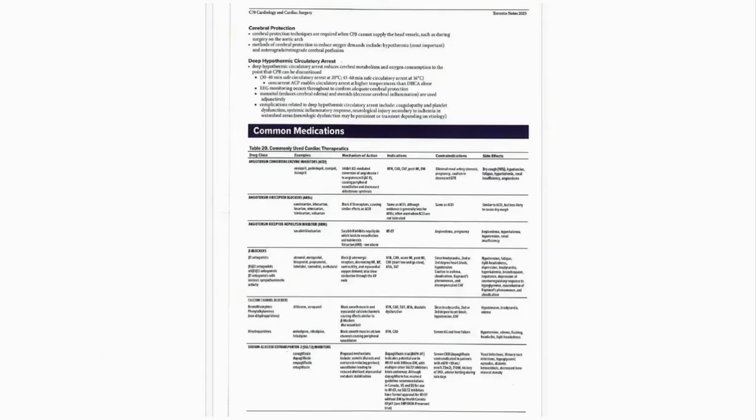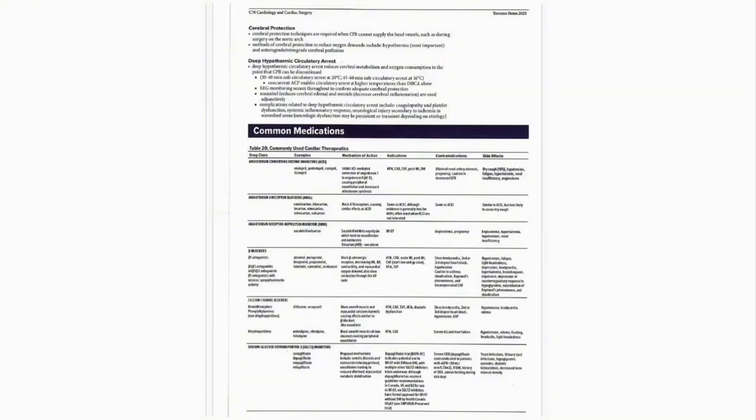Side effects. Potential adverse effects include genital yeast infection, urinary tract infections, hypoglycemia when combined with other glucose-lowering medications, diabetic ketoacidosis, and reduced bone mineral density with certain agents.